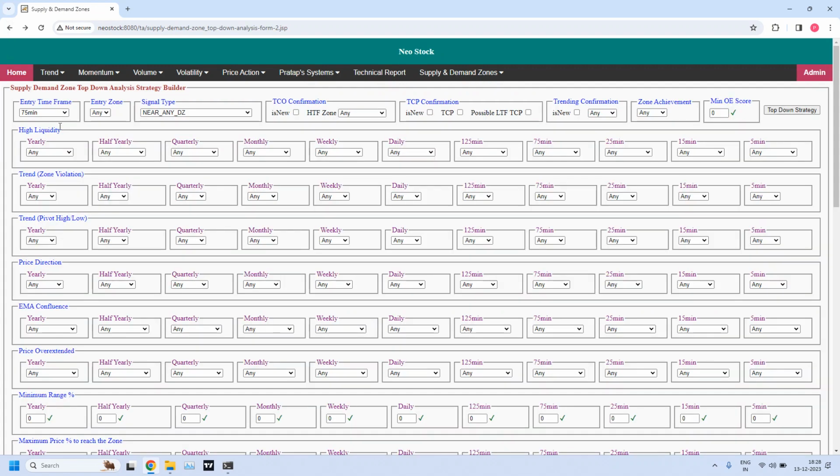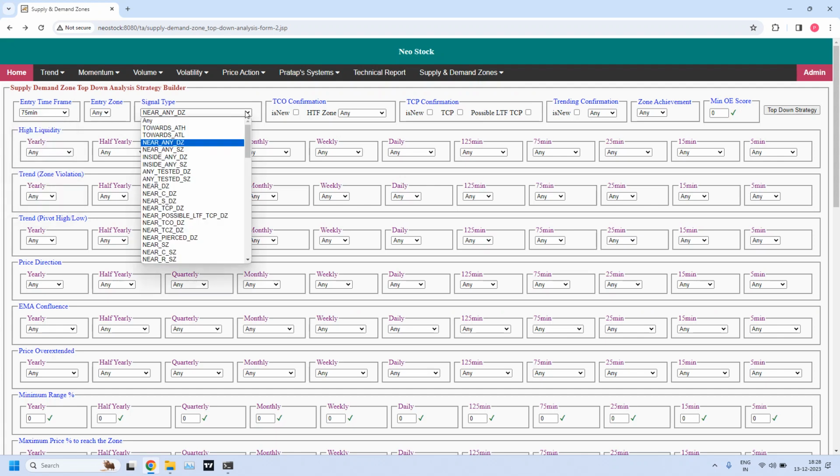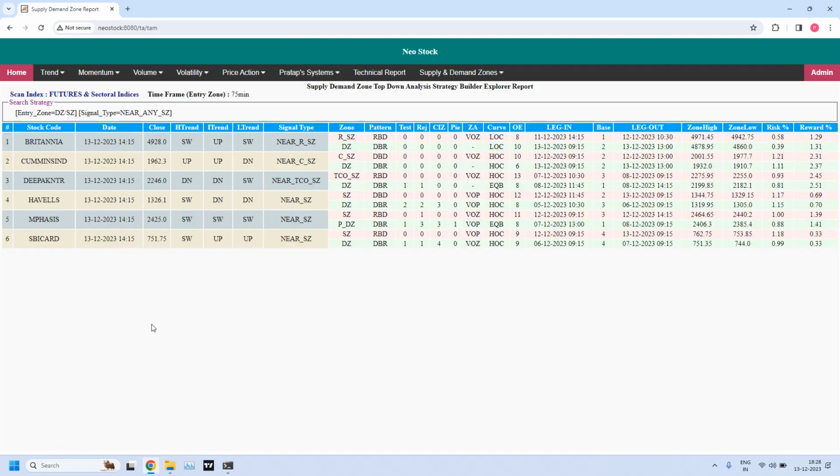So let's go back. Entry time frame is 75 minutes. Let us find the stocks near 75 minutes supply zone. So 6 stocks are filtered. Britannia is there, high liquidity supply zone. Cummins India is a high liquidity supply zone, a fresh zone. Deepak Nitrite, no, we don't look into this one because they are low probability high liquidity zones. And moreover, you should have an idea about confirmation trading to understand this concept. So we have only those 2 stocks, high liquidity zones.